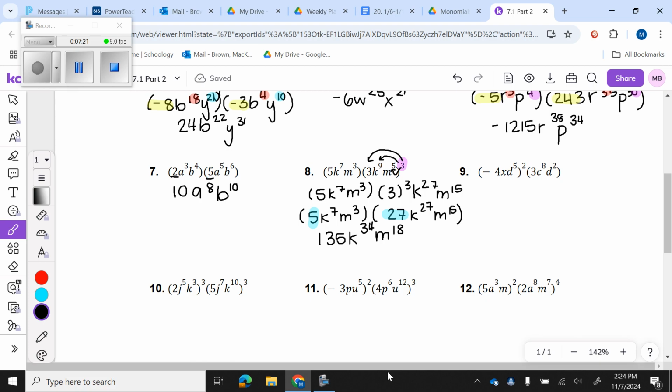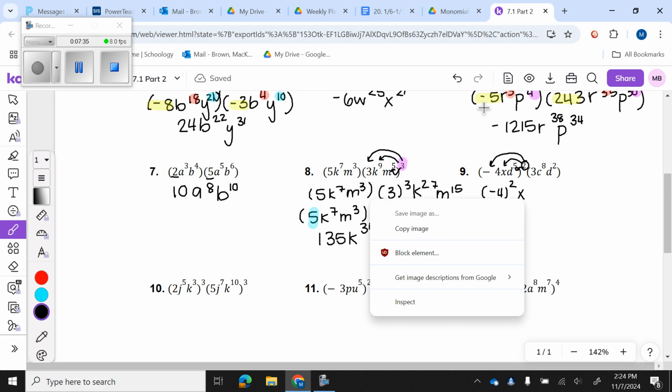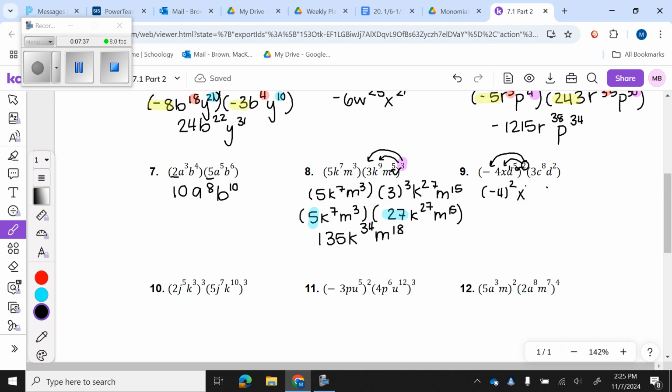All right, number 9, you need to see if you have a power anywhere outside the parentheses. Well, right here I've got this 2, so I've got to do my power rule first, distribute your power. All right, so this is going to be parentheses negative 4 to the second, x to the, there's a 1 here, 1 times 2 is 2, and d to the 10th. Okay, nothing is happening to my second term, so I'm just going to bring him down.